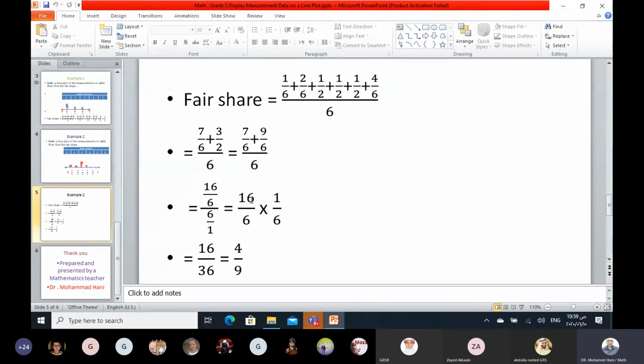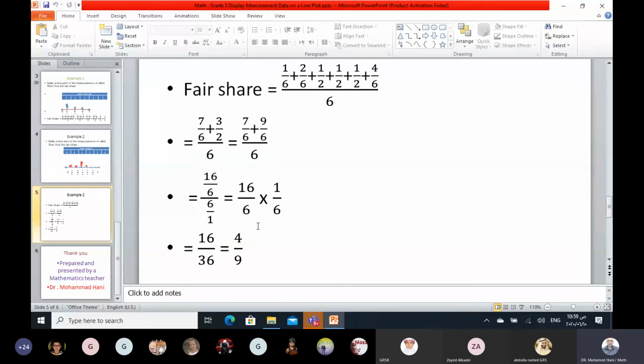Then how to multiply? Numerator by numerator and denominator by denominator. 16 times 1 will be 16. 6 times 6 will be 36. Then find the simplest form. The GCF of 16 and 36 will be 4. 16 divided by 4 will be 4, and 36 divided by 4 will be 9.